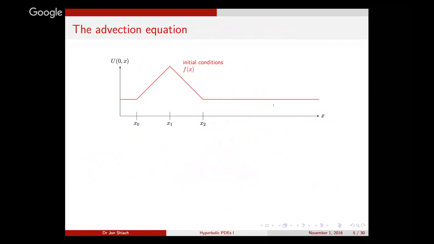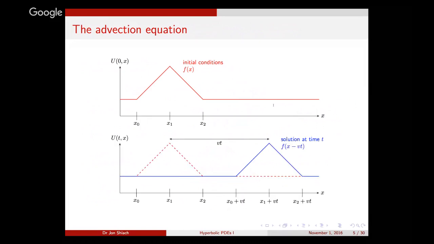So pictorially, what's happening? Well, here I have a one-dimensional domain, and the red line is some initial condition. It doesn't matter what it is. So that's my initial condition. The blue line represents the solution after time t. So the same triangular shape has just been propagated along the domain.